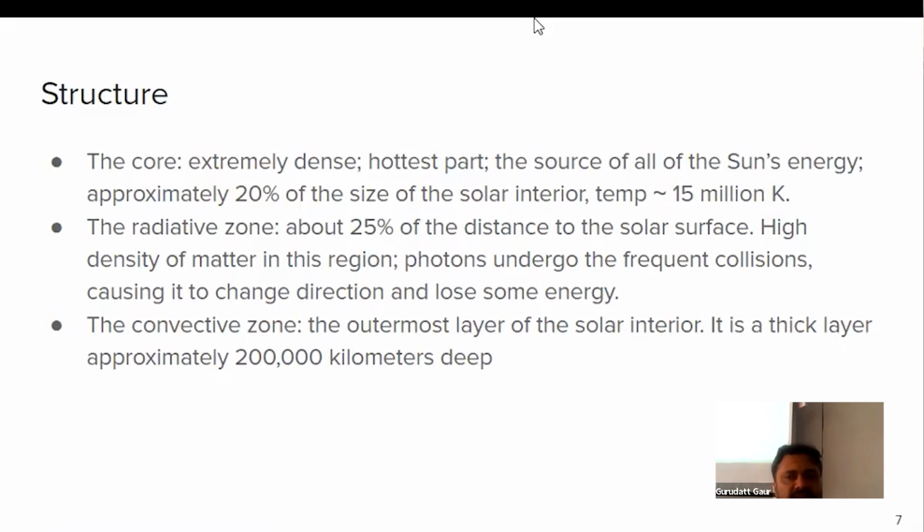But the reason we call it radiative is because there are three ways in which heat can transport: conduction, radiation, and convection. Here, whatever heat you have in the core is basically coming out through the radiative processes, in the form of radiation.